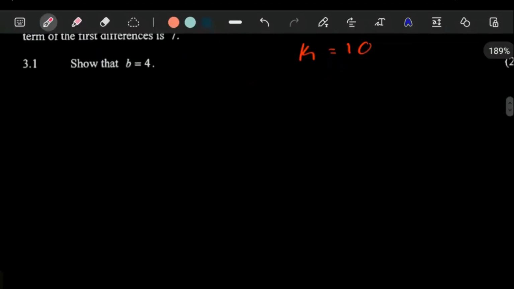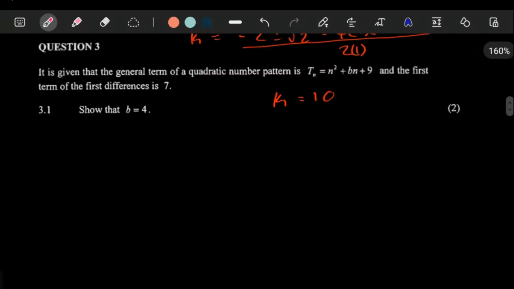Question number 3, it says here, it is given that the general term of a quadratic number pattern is this, and the first term is 7. Find the value of b, or show that b is a 4. Well, if this is the general term, and the first term of the first differences is 7. Oh, I read that incorrectly.